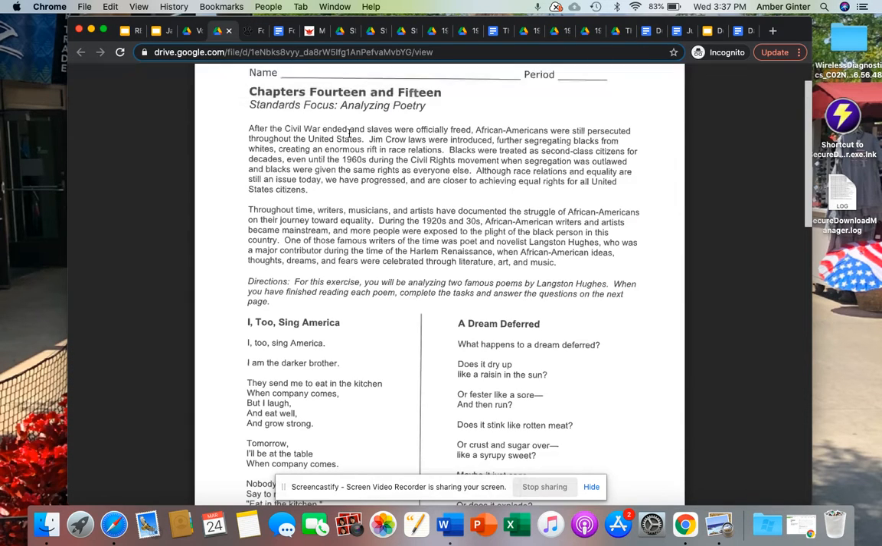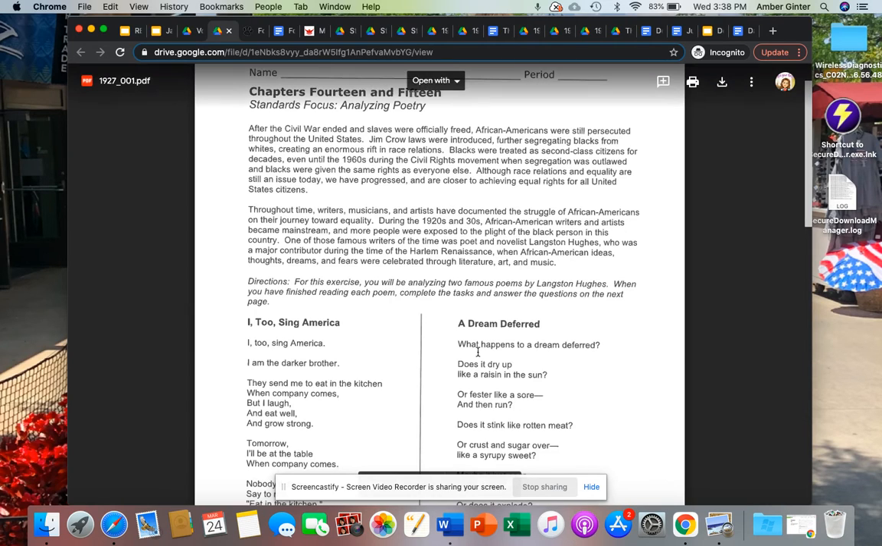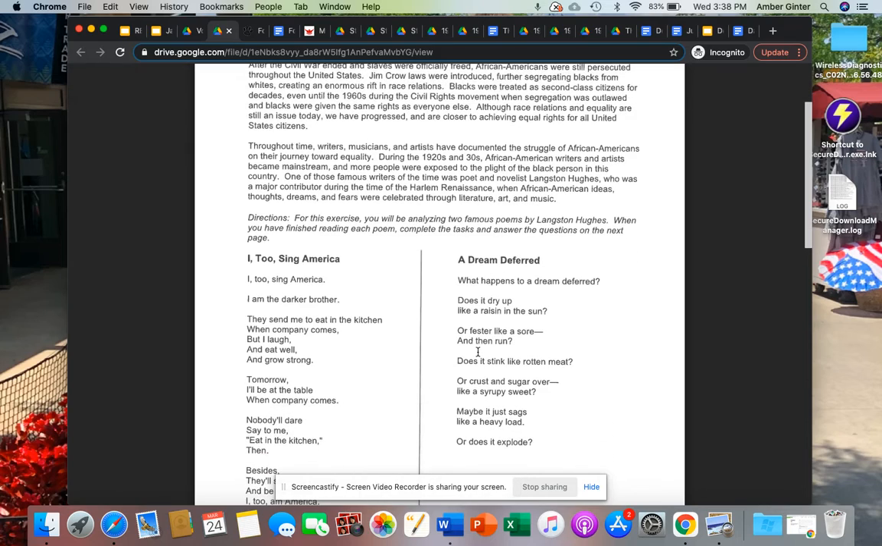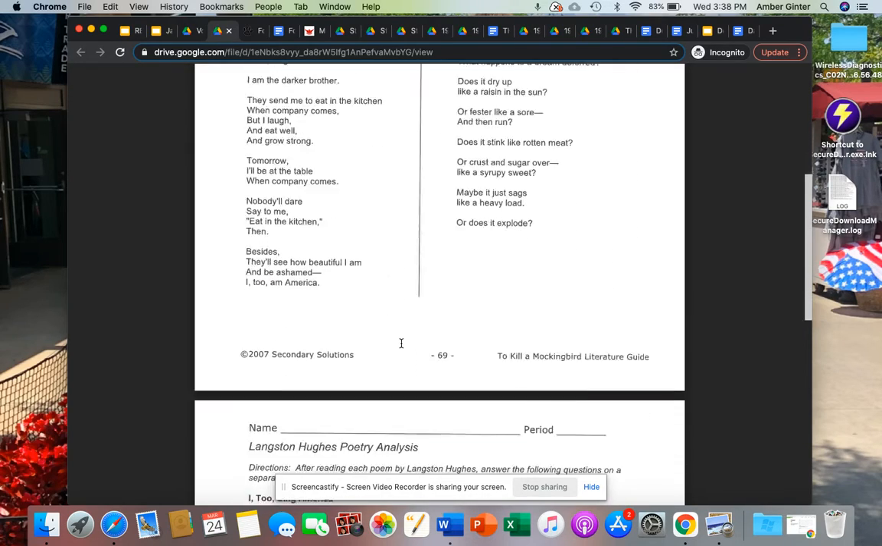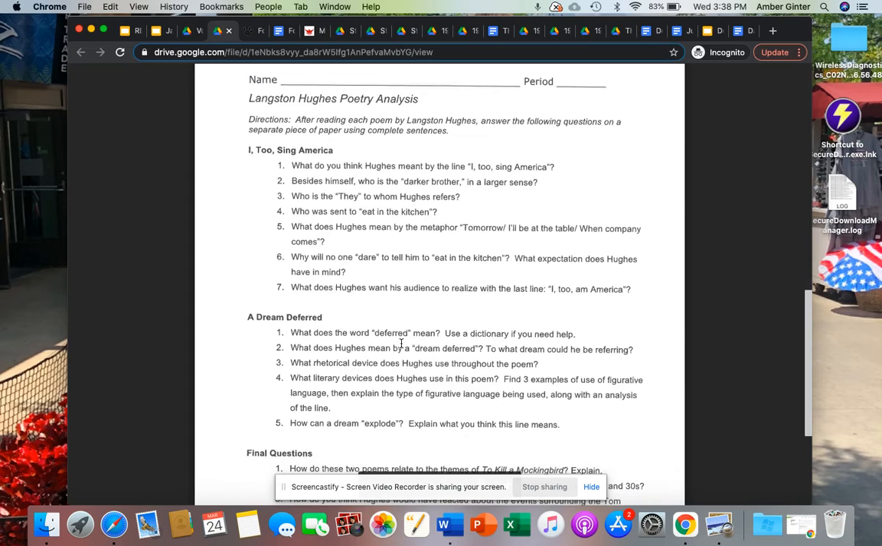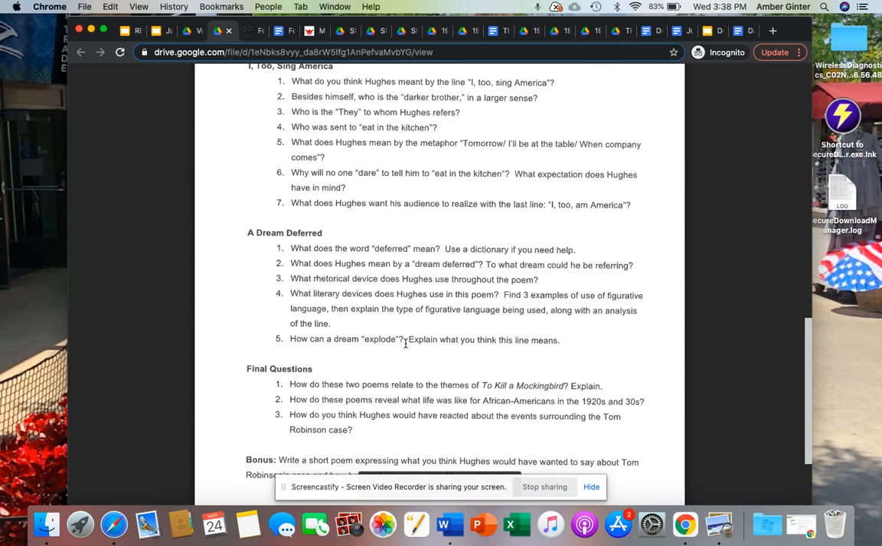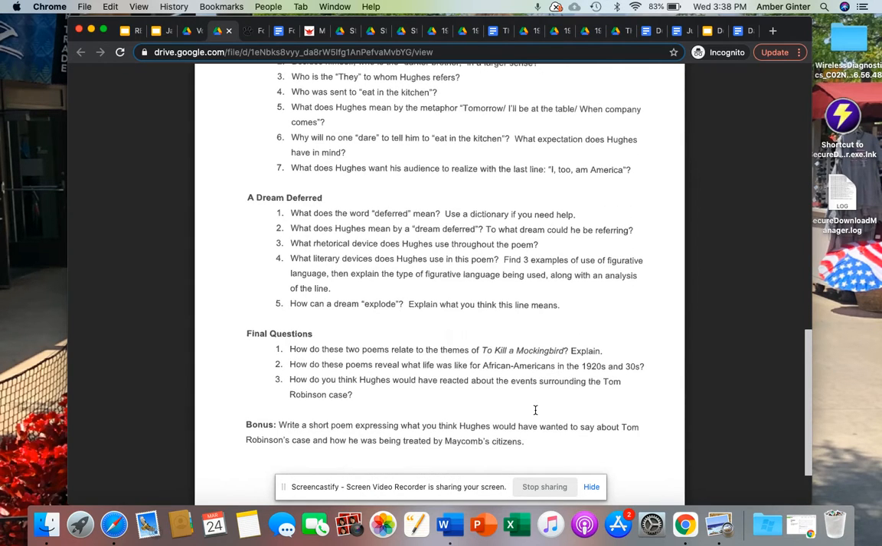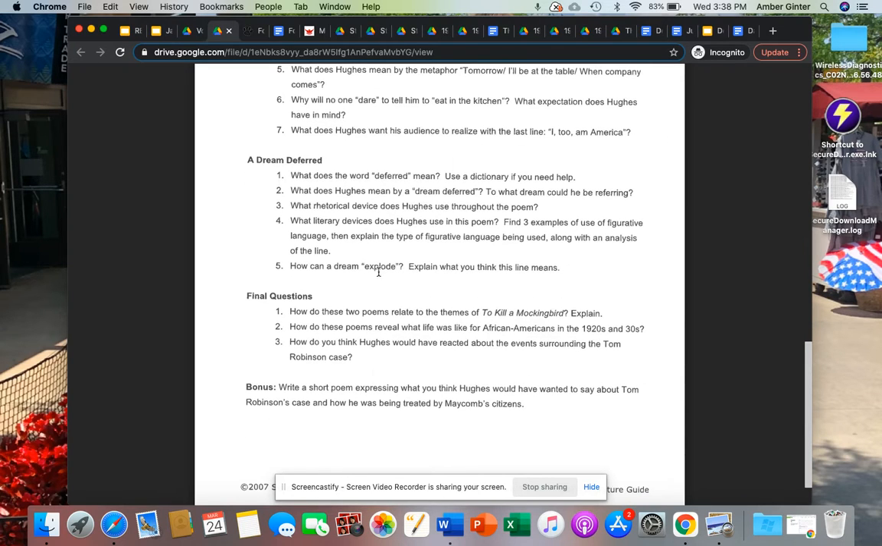You can notice it gives a great introduction about the Civil War, how slaves were officially freed, but really they didn't have that freedom still. We know that they were still highly discriminated against. And so this used some works from the United States author to be able to compare that. And then these questions not only analyze the poems, but those final connections to the novel, how life was difficult for African Americans, maybe why Hughes wrote this surrounding the Tom Robinson case, and then they were given an extra credit opportunity.